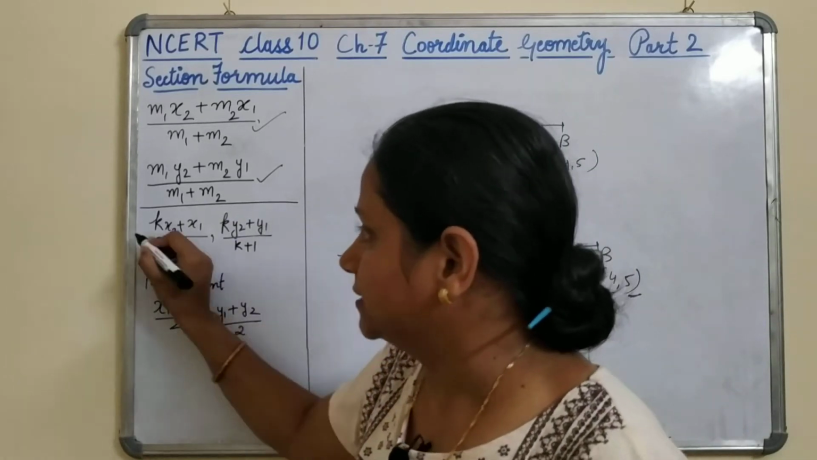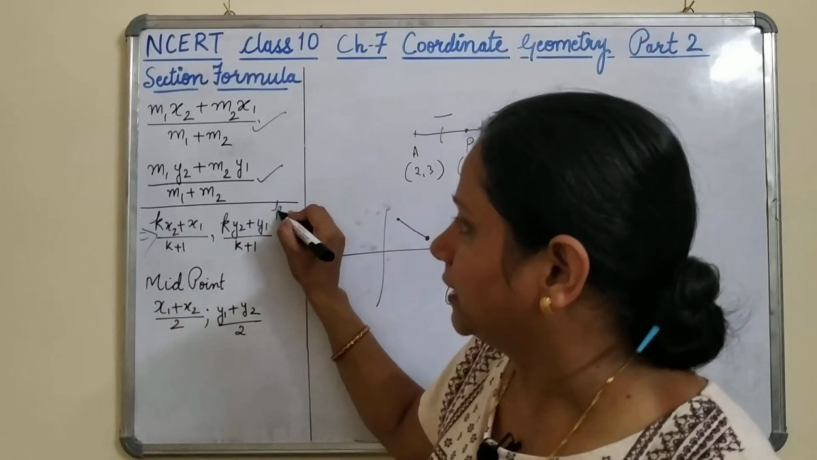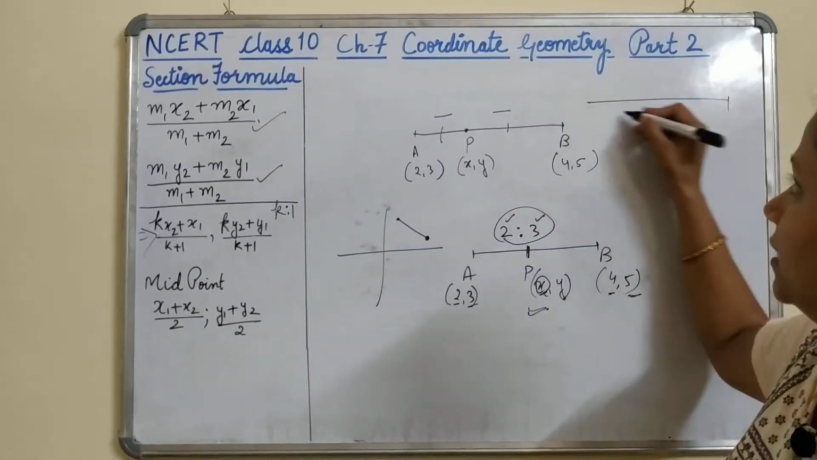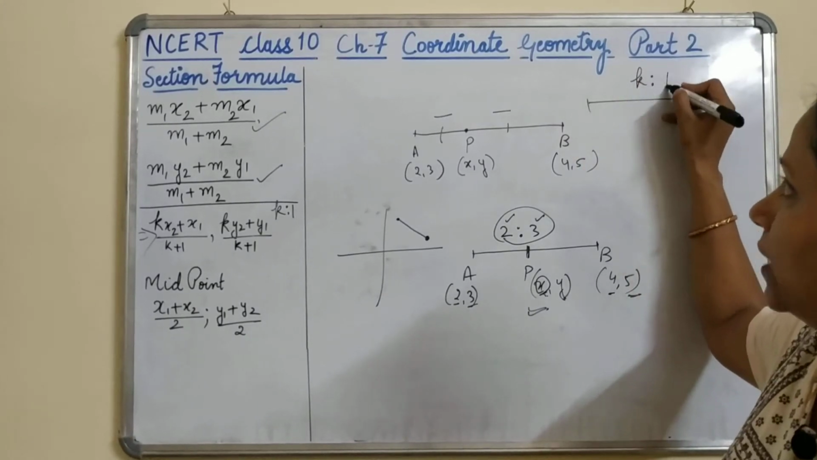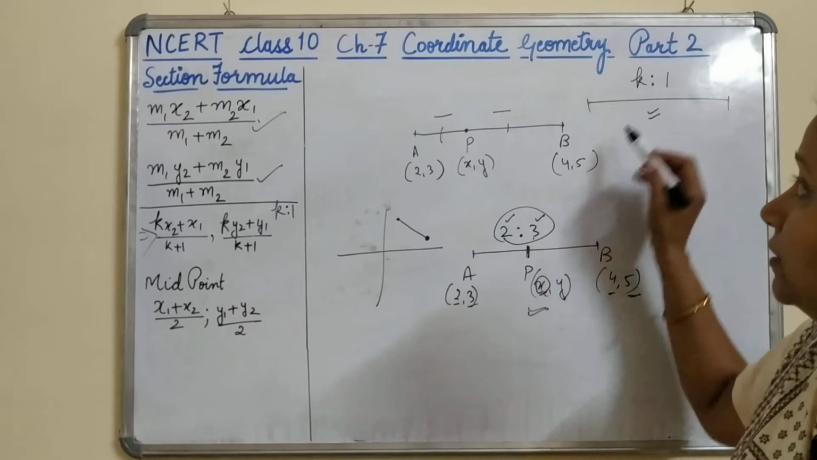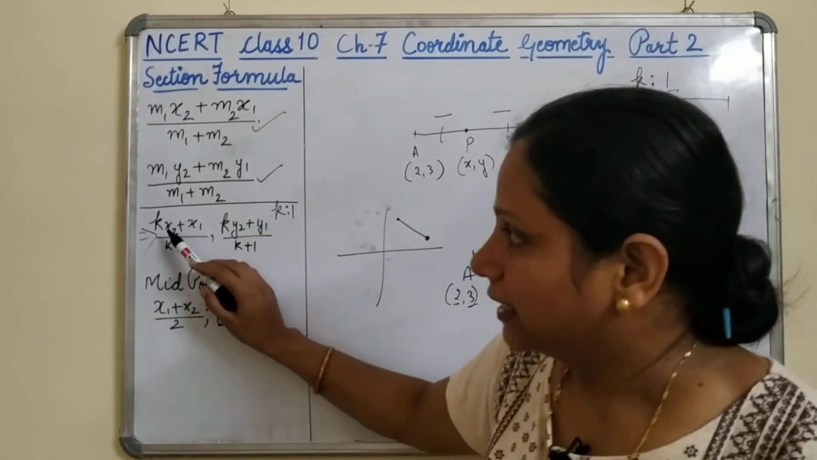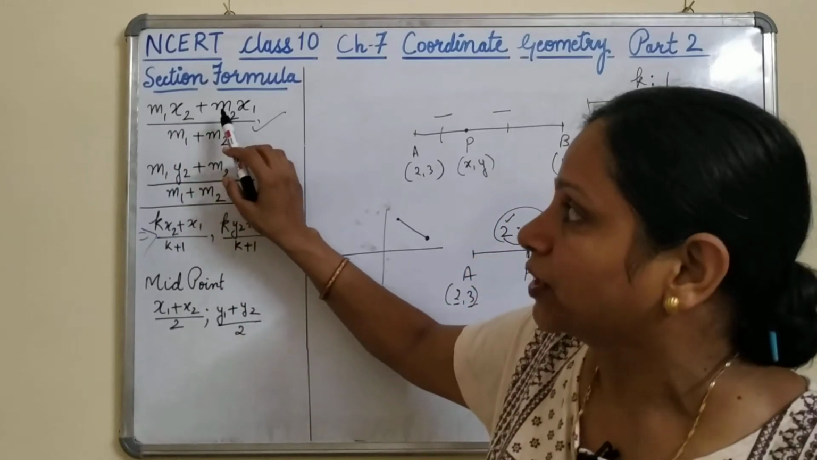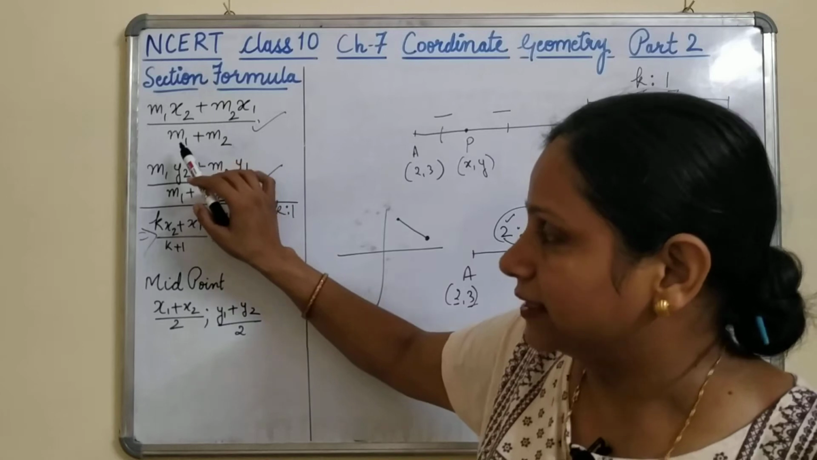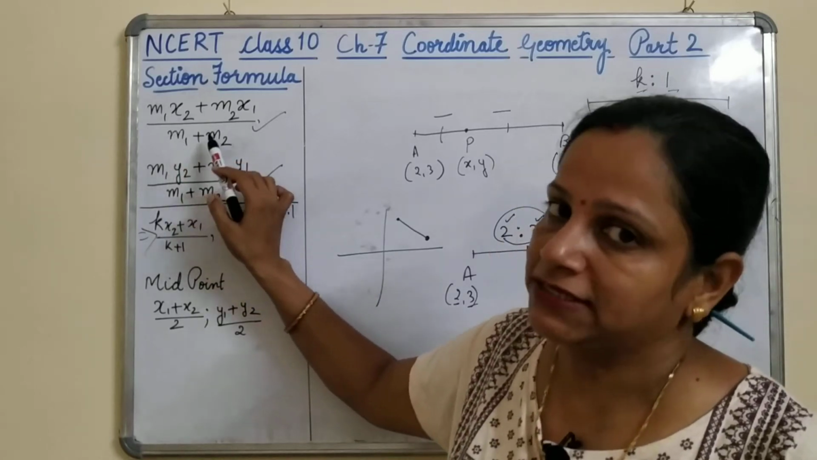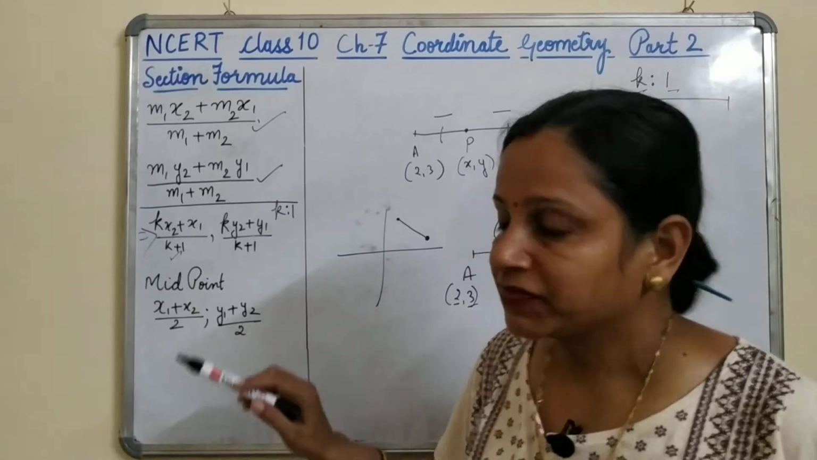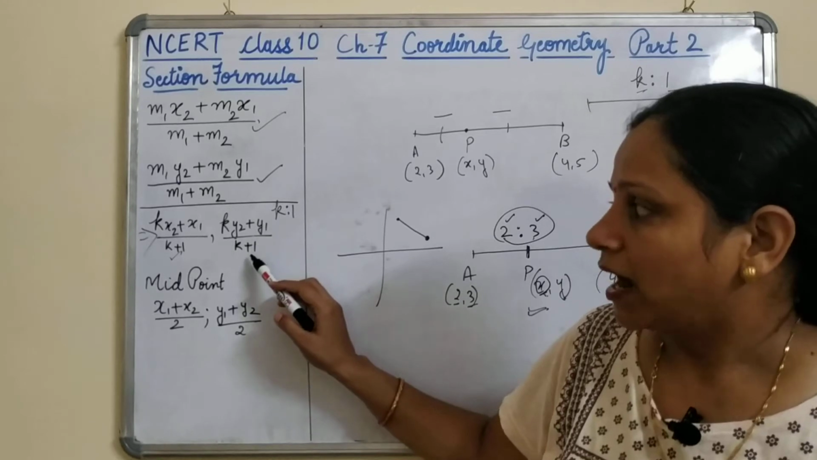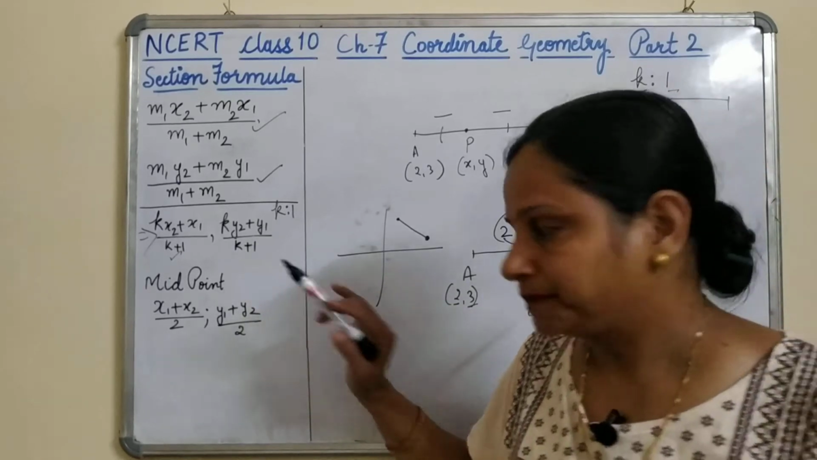Now there is one more case: if it is divided in the ratio K:1. If we have the same line and the ratio is K:1, then in place of M1 and M2 we apply K and 1. Here in place of M1 we put K, so it will be K x2 plus, in place of M2 we put 1, x1, upon K plus 1. So this is the formula. Similarly, for finding the Y coordinate we will have K y2 plus y1 upon K plus 1, right?